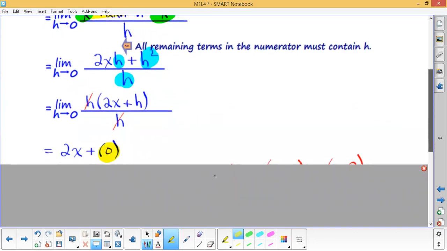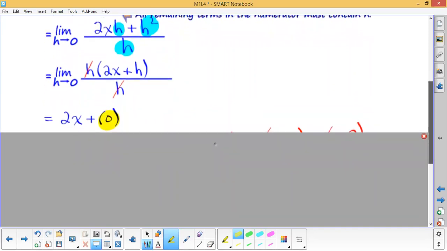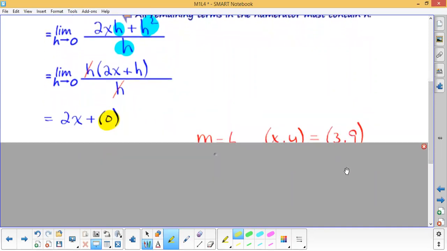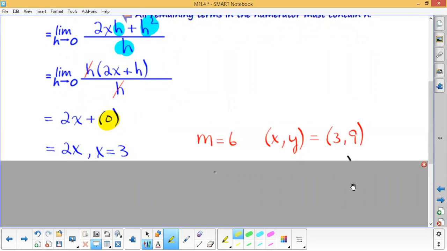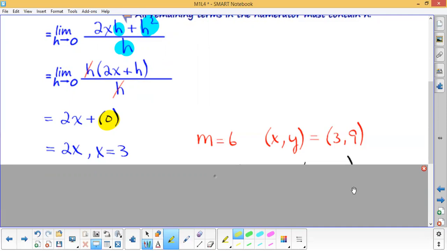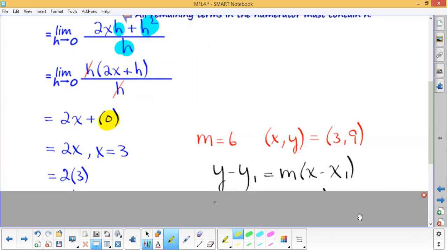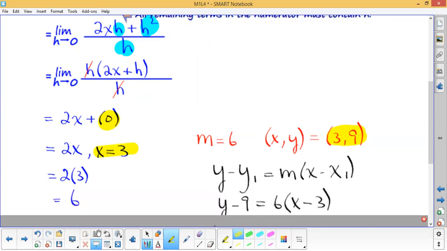Now I can simply substitute 0 for the h in the equation. That is called applying the limit. So the slope of the tangent line is 2x. When I substitute 3 into the equation, because remember I was given this point 3, 9, so when you substitute x is equal to 3 into the equation, that tells me the slope of the tangent line is 6.